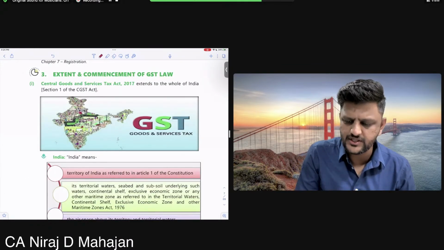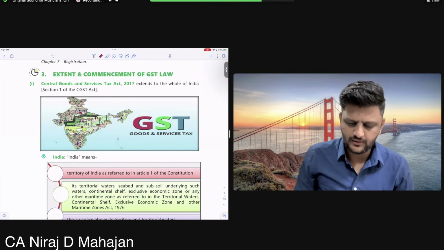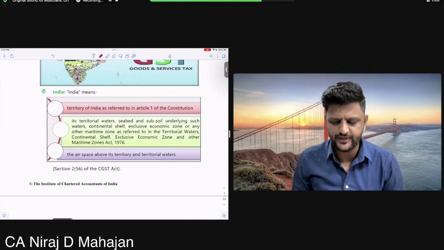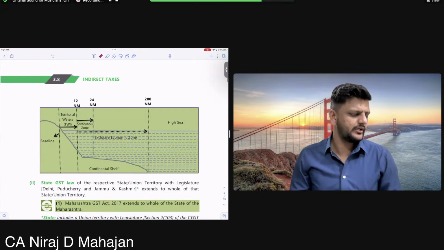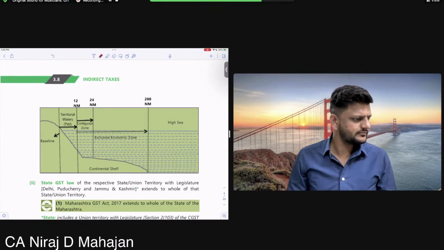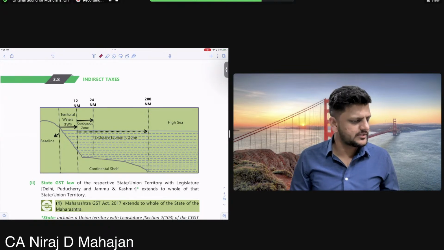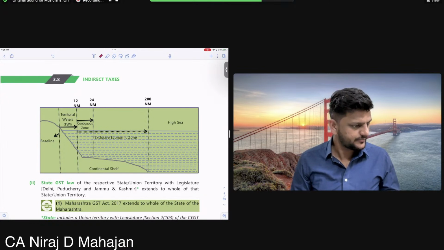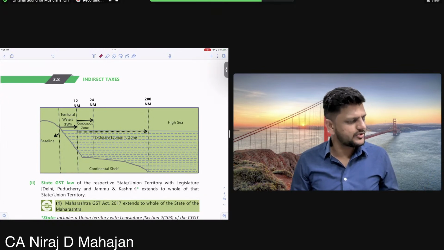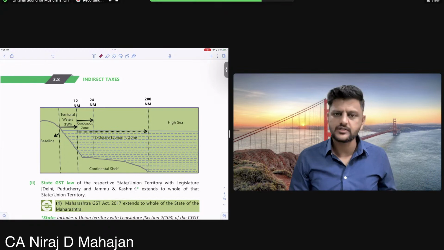CGST extends to the whole of India. And look at the definition of India. More than that, I like this diagram. Look at the diagram. Can there be supply on land? Absolutely yes. On water? Yes. Transport of goods, transport of passengers? Yes, still here. In air? Again, transport of goods, transport of passengers? Yes, still here. Anything else also?